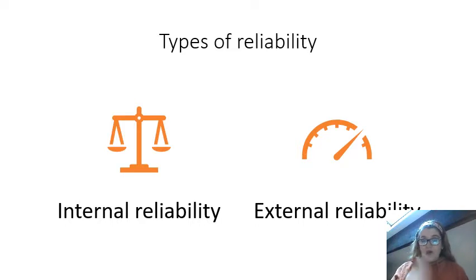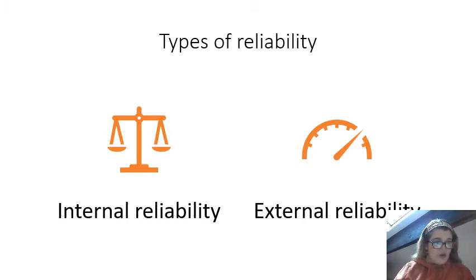Okay, so if we look at the different types of reliability, you do need to know what these are for the exam. You could be asked, for example, and you can add this to your booklet, you could put it in the little gap in the box under where it says internal reliability. What is meant by internal reliability? That could be a 2-mark question. So let's have a look at what it is.